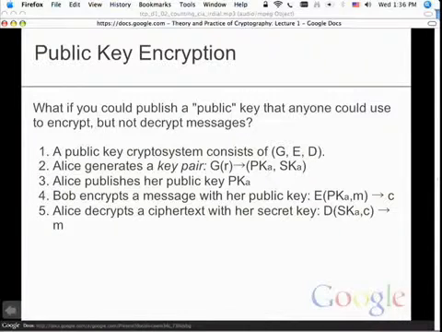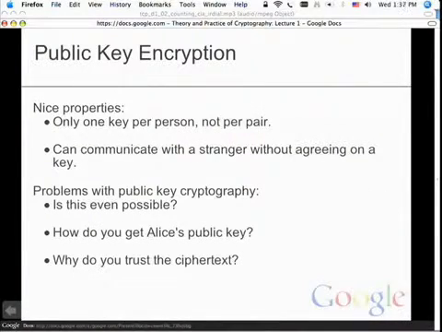So the question here is, is this public key encryption even possible? It's got some nice properties because everyone in the world could just publish their own public key. Everyone could have it in a phone book or on a web directory, and so it's nice. And I can communicate with a stranger offline. I can prepare my message and send them the message. I don't need to have this interactive protocol. I don't need to ever do any key exchange with them. I just need their public key. But some problems there is, is this even possible?